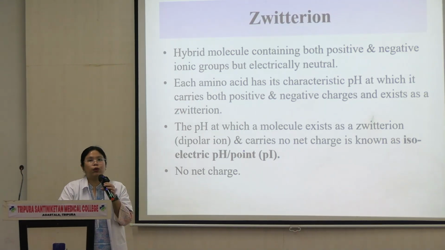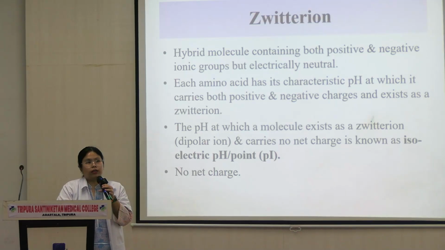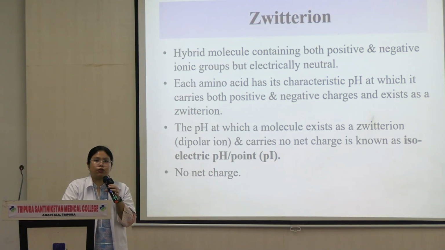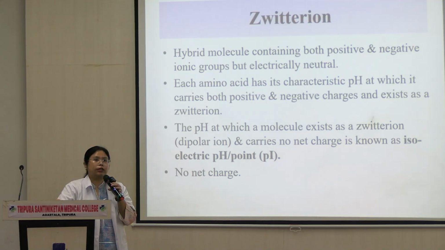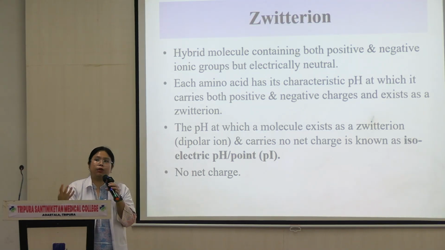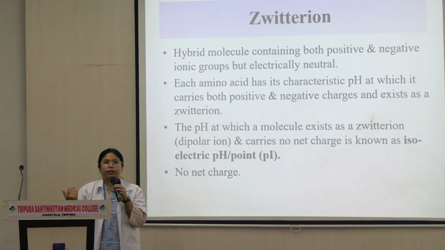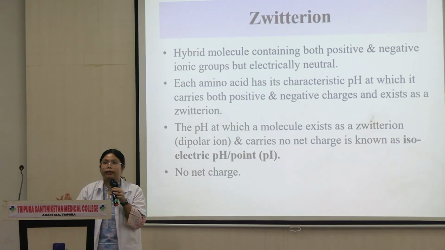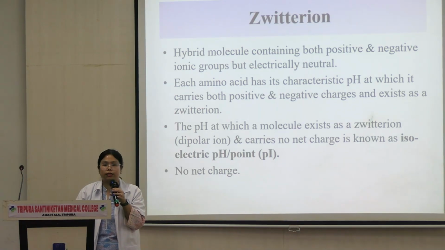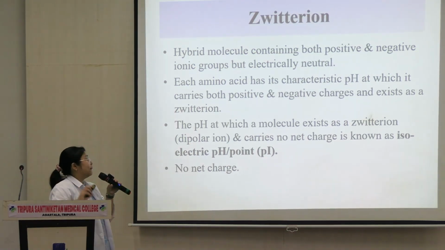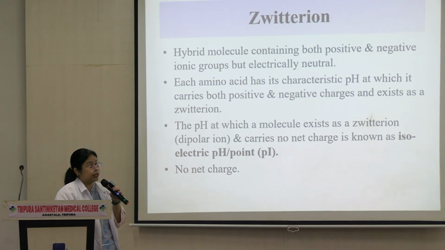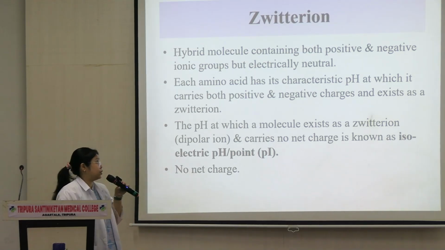It has no net charge. Even though it has positive and negative charge, it is equal number of them. So see, every amino acid is not a Zwitterion. There is a particular pH at which an amino acid starts to behave like a Zwitterion, and that particular pH at which an amino acid acts as a Zwitterion is called isoelectric point or isoelectric pH.